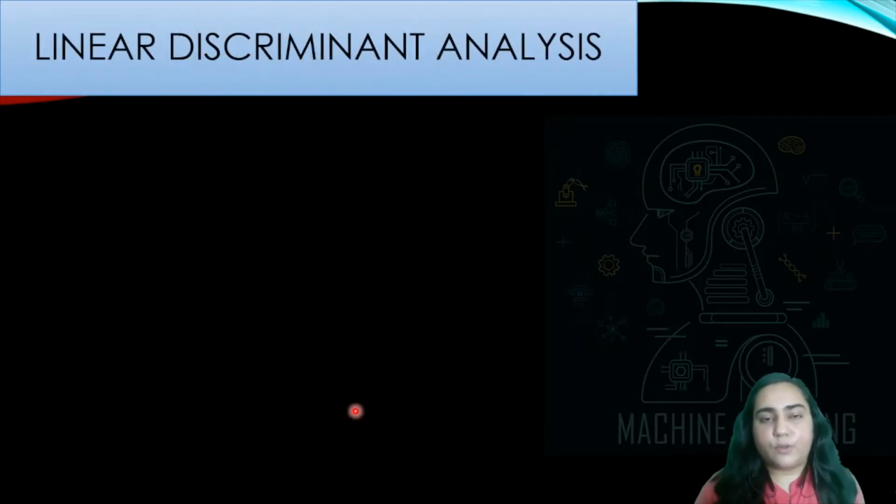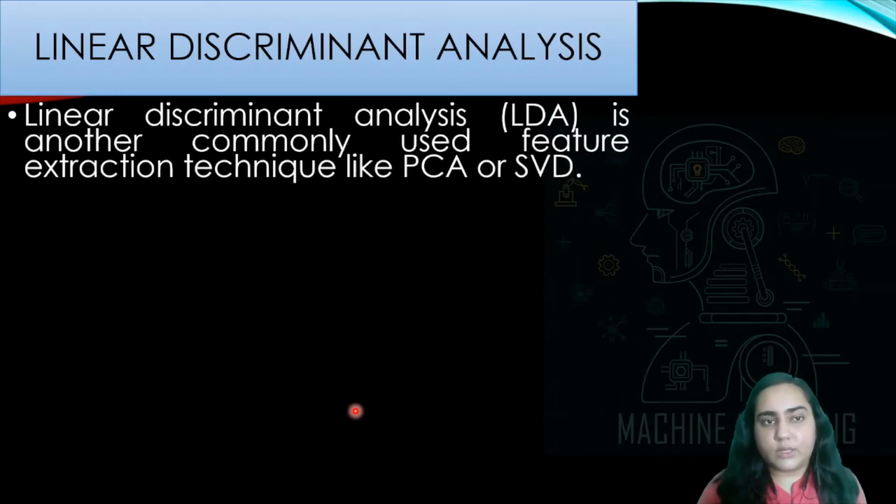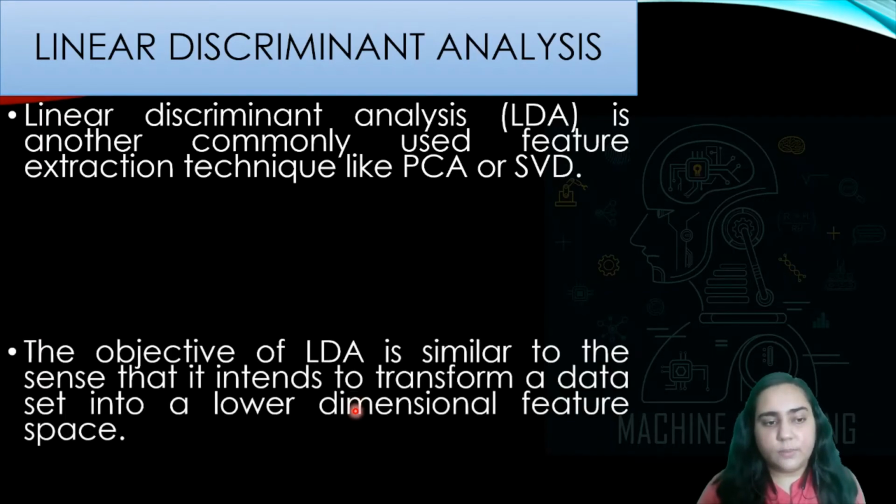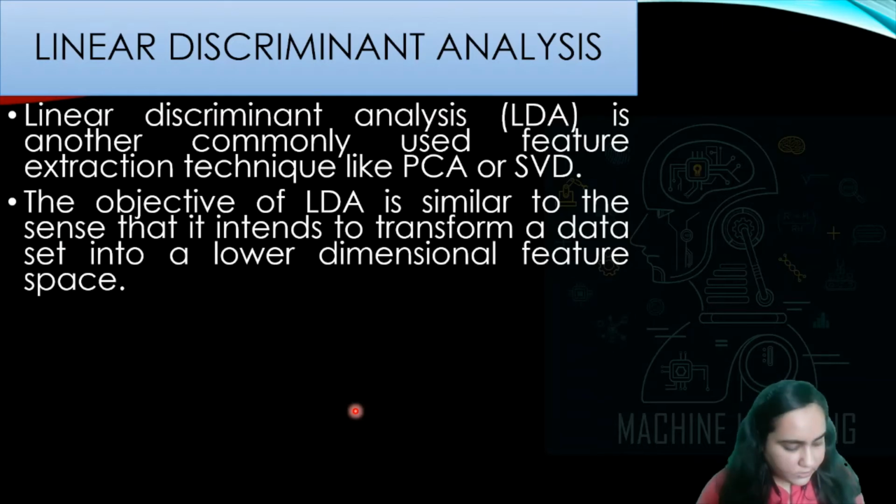Let's take a look at the third kind of method, which is linear discriminant analysis. Another commonly used feature extraction technique, just like PCA or SVD. The objective of this particular technique is similar, in the sense that it intends to transform a data set into a lower dimensional feature space. So the idea is the same: you want your data set to have fewer dimensions than it had previously.